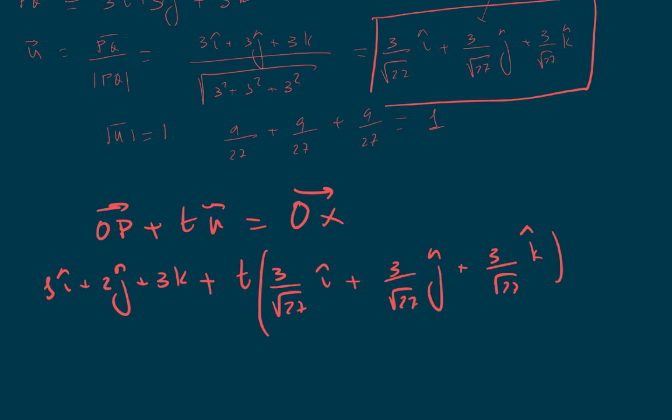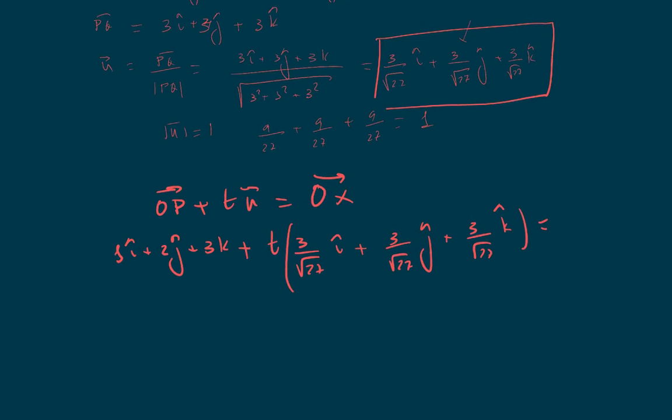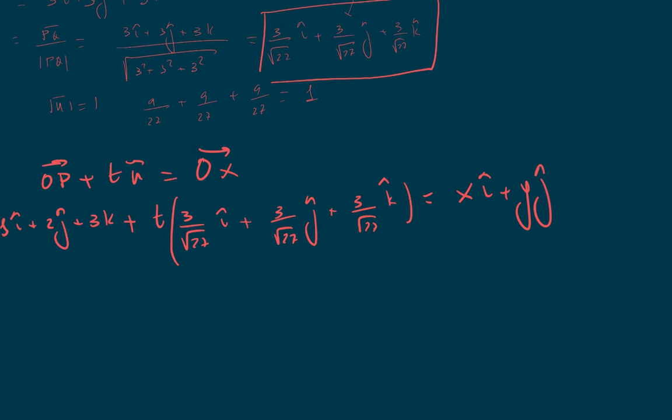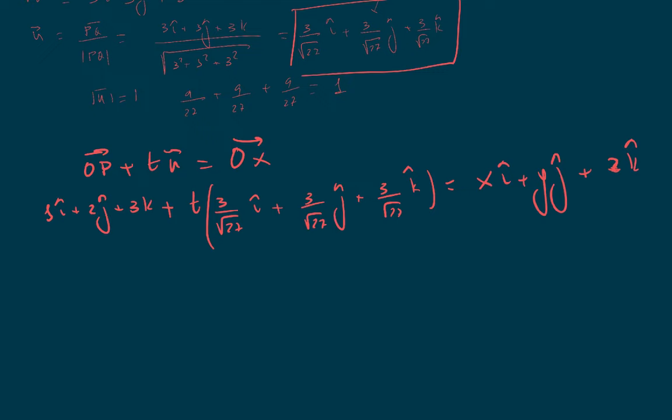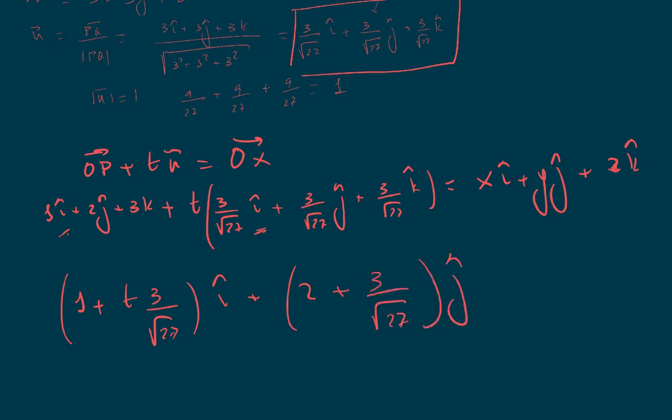This is equal to OX. And what is the vector OX? The vector OX is the vector that goes from the origin to any point X on the rectilinear line. So it's the vector xi plus yj plus zk. When are two vectors equal? When the components are equal. So let's sum the i component with the i component: 1 plus t times 3 divided by square root of 27, i, plus 2 plus t times 3 divided by square root of 27, j, plus 3 plus t times 3 divided by square root of 27, k.